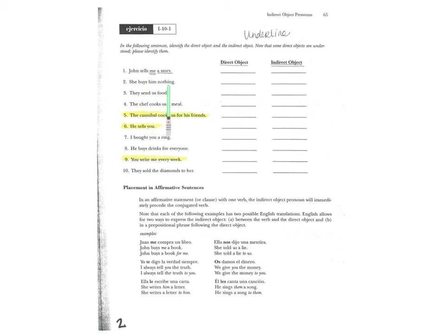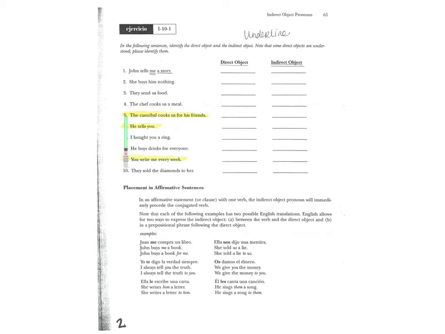She buys him nothing. Who does she buy nothing for? Him. That's your IDOP. That goes over here as him. What does she buy him? Nothing. It goes on your DOP line. They send us food. Who do they send food for? Us. For us is your IDOP. What do they send us? Food. That is your DOP.